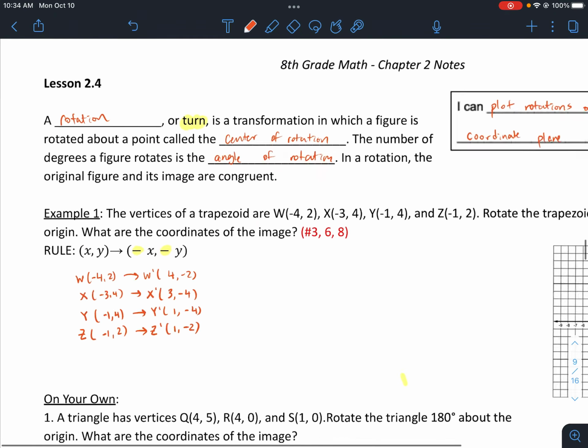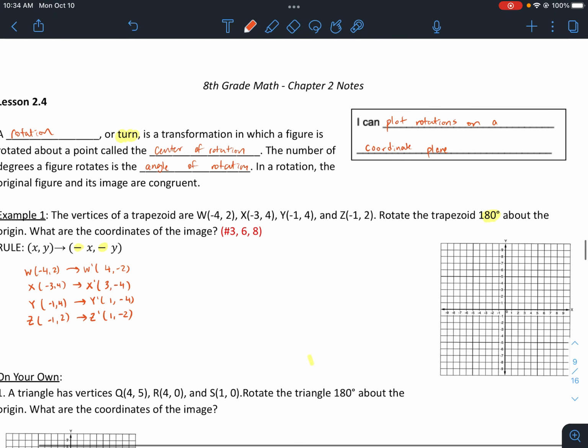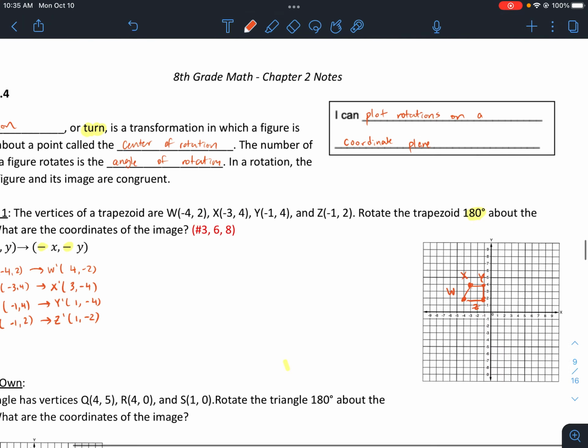So if I were to plot this, I'll do the first one in orange. Negative 4, 2 would be right here. X is (negative 3, 4). Y is (negative 1, 4). Z is (negative 1, 2). So here is my figure, and I'm rotating about the origin, and I'll do this one in red.